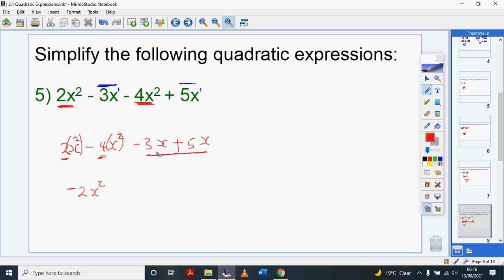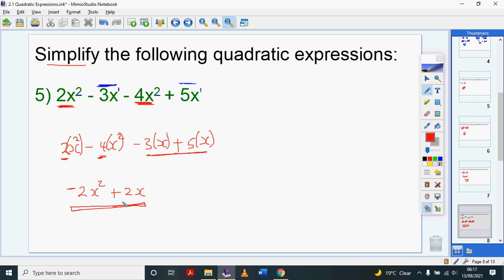And then this is negative 3 plus 5. This is a goat, and that's another goat. So I have negative 3 goats plus 5 goats. It's just negative 3 plus 5, which is positive 2 goats. So I finished. They asked me to simplify, so I can stop here. They didn't ask me to factorize.